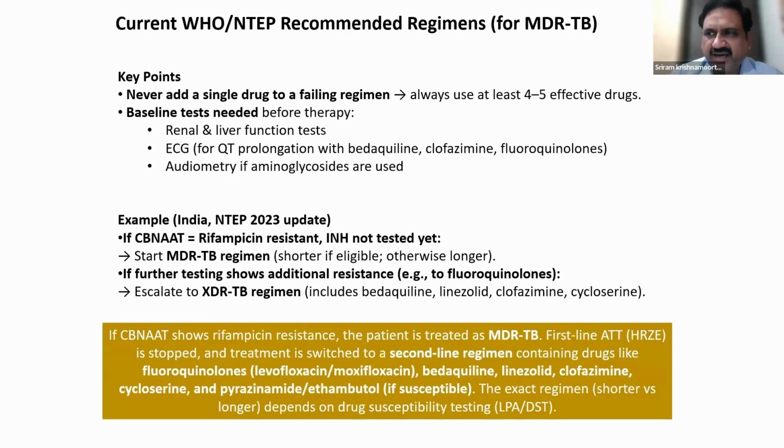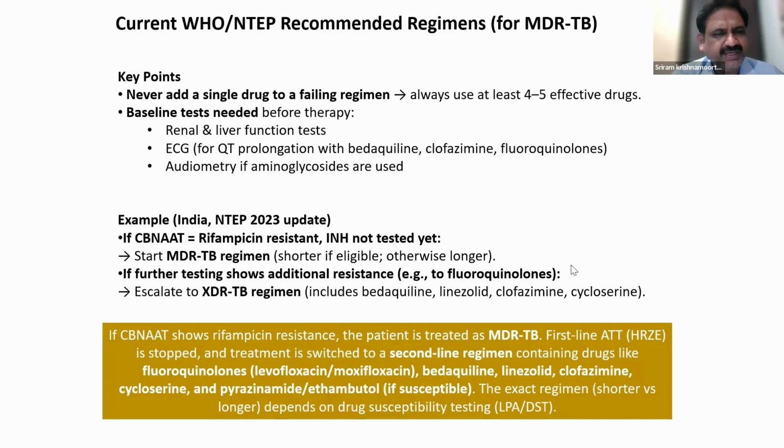So the basic difference between RNTCP and NTEP is that RNTCP mainly focused on what we called category 1, 2, and 3 regimens, and category 4 was the multi-drug regimen. Now they have simplified everything, saying drug resistant and drug sensitive. Drug sensitive is category 1, and there are only 2 regimens now: one where the organism is sensitive to the first line drugs, and one where the organism is resistant to any of the first line drugs. So that is what you should do.